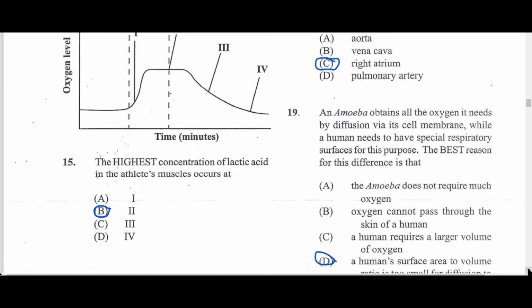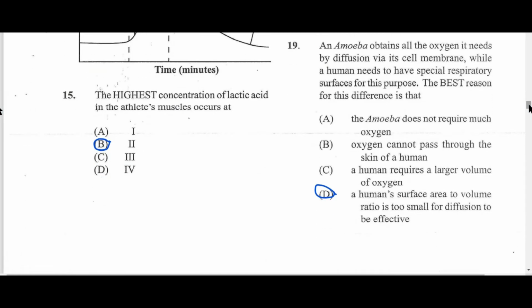An amoeba obtains all the oxygen it needs by diffusion via its cell membrane, while humans need to have a special respiratory surface for this process. The best reason for this difference is that I chose D, human surface area to volume ratio. That is why we are not able to do it like the amoeba. So our answer for 19 is going to be D.